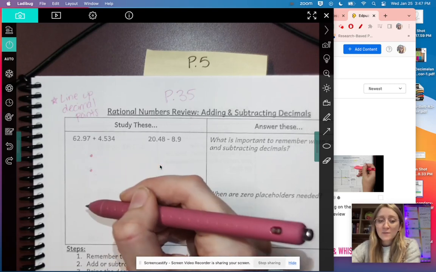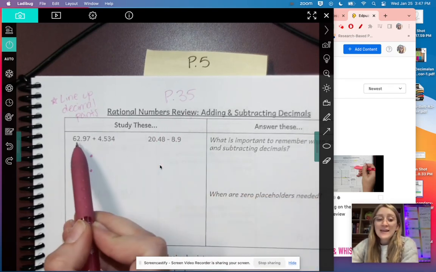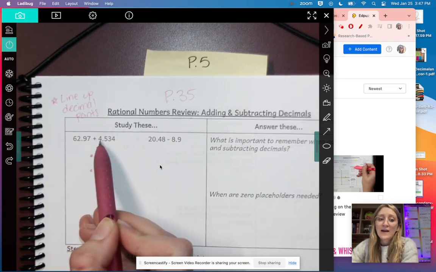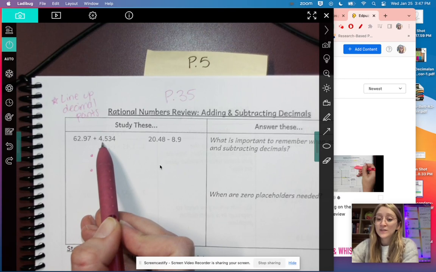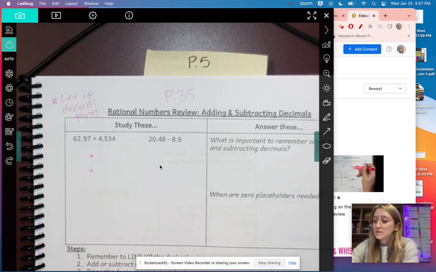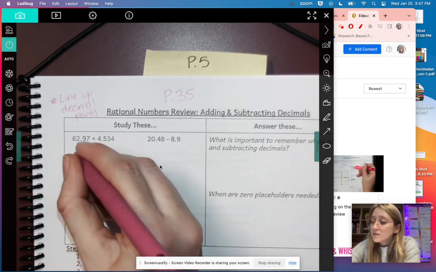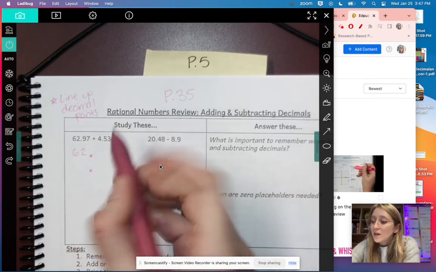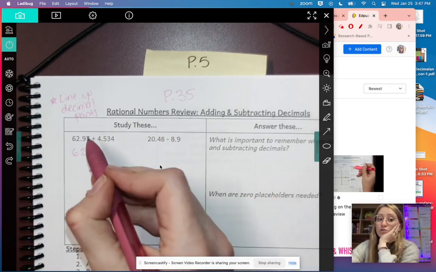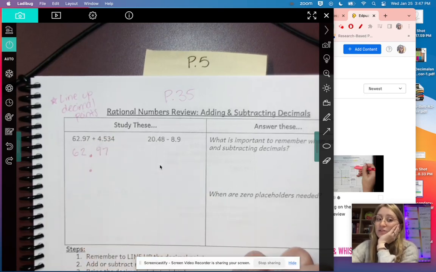So I call this the stack method, when you're adding or subtracting and you write one on top of the other. We're going to take 62 and 97 hundredths and we're going to add 4 and, you read the decimal point as an and, 534 thousandths. So to the left of my decimal point in my first number, I have 62. I leave no empty place values, no spaces. Okay. To the right of my decimal point, I have that 97. So 62 and 97 hundredths.